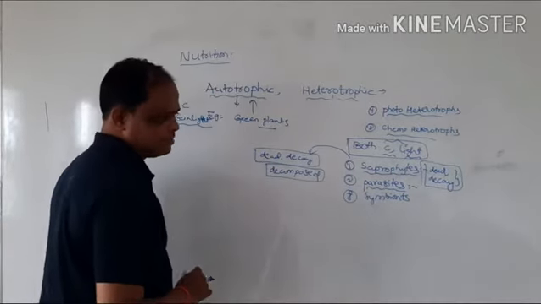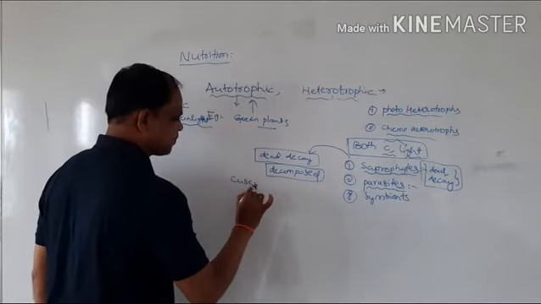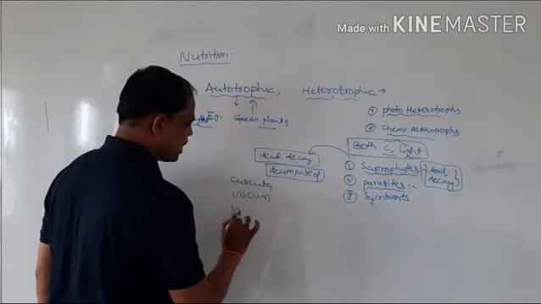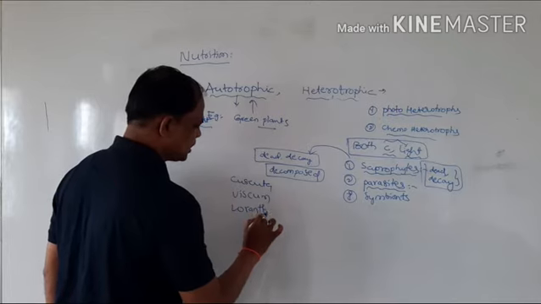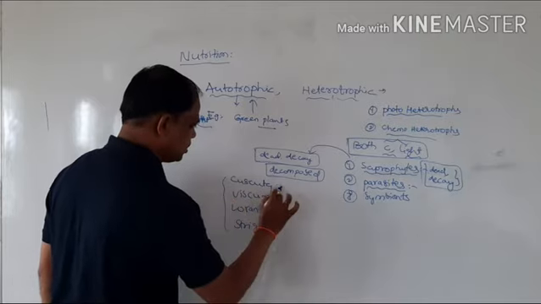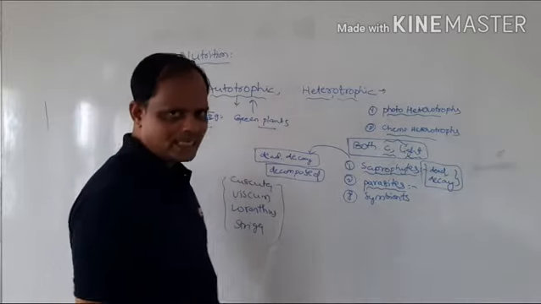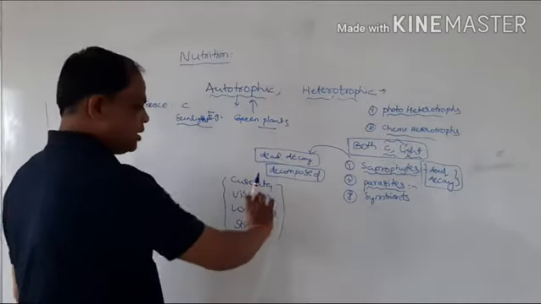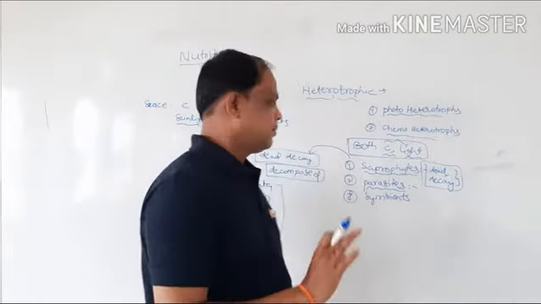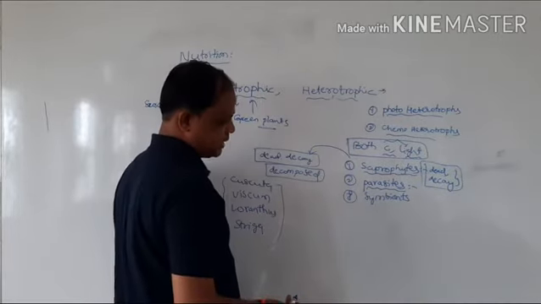In the plant systems, most of the examples are Cuscuta, Viscum, Loranthus, Striga. These are very important terms. These are parasitic organisms, taking shelter and food materials. So these organisms depend on the host organisms.